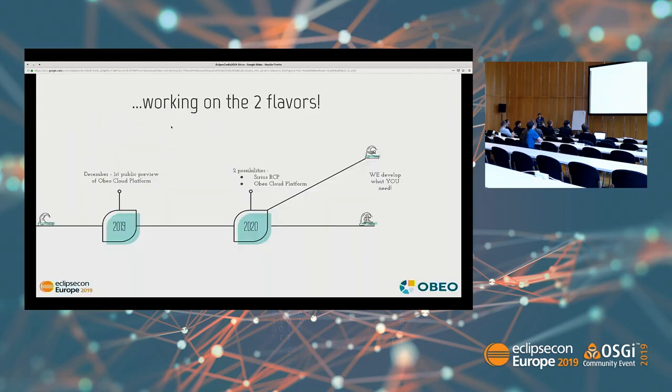So what you could expect now is the first public preview of the OBEO cloud platform for December. And so since next year, you will have two flavors for Sirius, the classical RCP one or the web one.